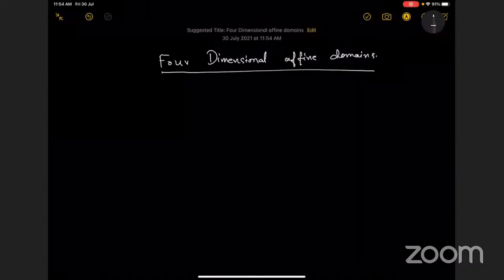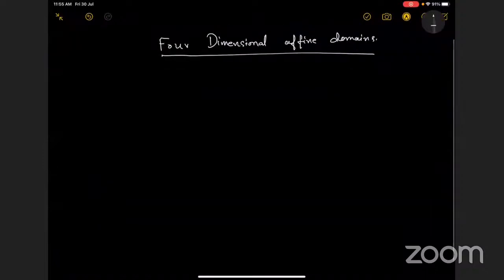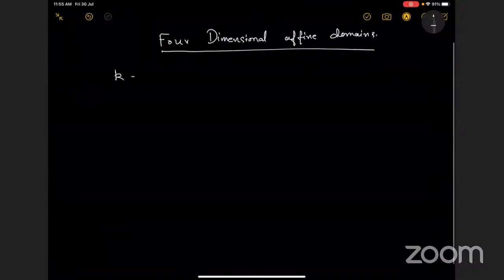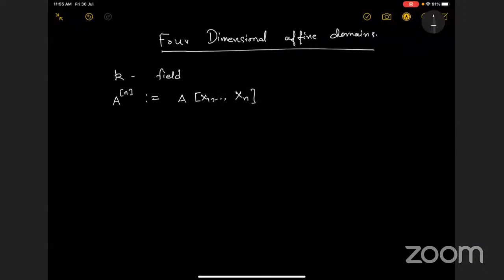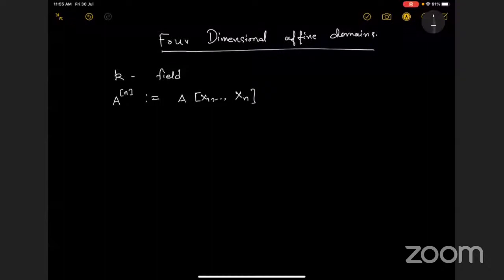Today, I chose a topic on the cancellation problem, but it is slightly different and probably not so well studied. So let me give you a brief introduction. Throughout my talk, small k will denote a field, and for any ring R, R[n] will mean that it is a polynomial ring in n variables over R. So you have n algebraically independent elements x1, x2, ..., xn, and the ring is a polynomial ring in n variables over R.